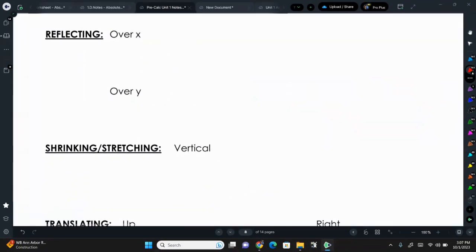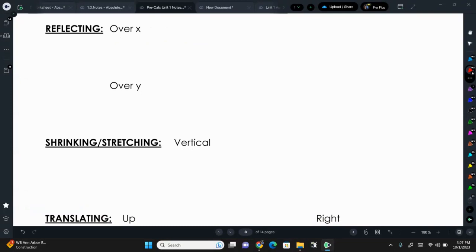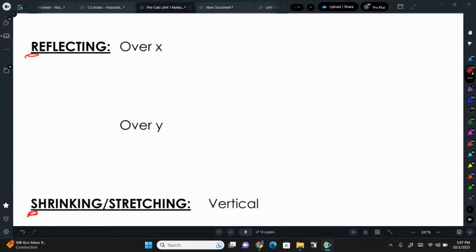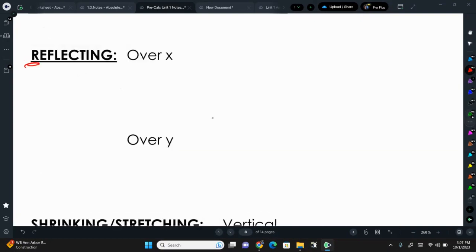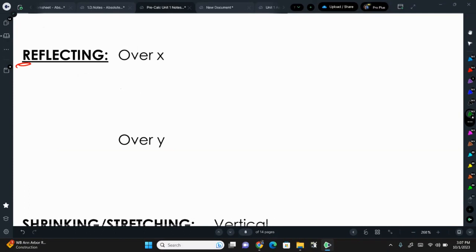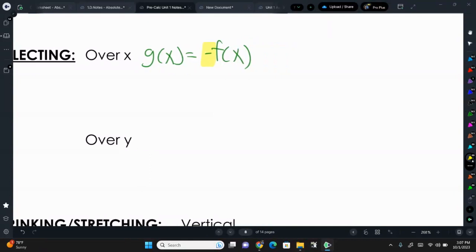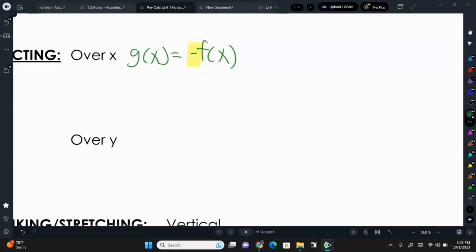On the next page, we're going to talk about the transformations, and your class last year may have referred to them as R, S, T when you listed the transformations. So reflecting over the x-axis, we know that happens when the number in front is negative. So in function notation, it would look like this, because now the number in front is negative. So our new function is the negative f of x function. So that's reflecting over the x-axis.